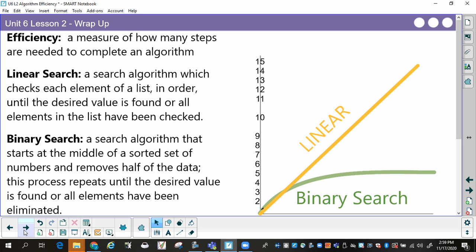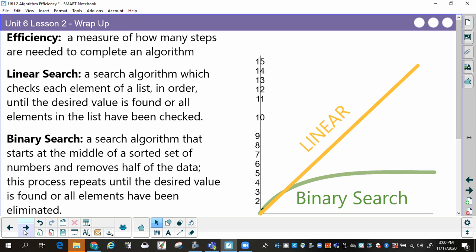Efficiency is a measure of how many steps are needed to complete an algorithm. A linear search is a search algorithm which checks each element of a list in order until the desired value is found or all the elements in the list have been checked. A binary search is a search algorithm that starts in the middle of a sorted list. Very important. It has to be sorted.